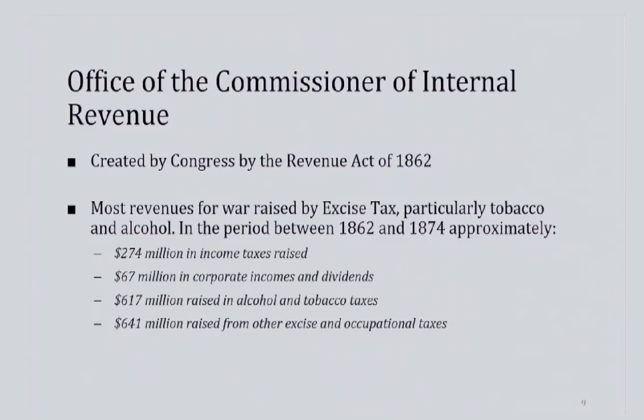According to former IRS historian Shelley Davis, the income tax receipts accounted for just under 20% of the total tax revenues. Over 70% came from tobacco and alcohol taxes and other excise and occupational taxes. The tax assessment lists do address these business taxes as well as the income ones.